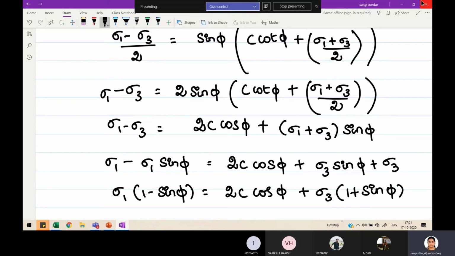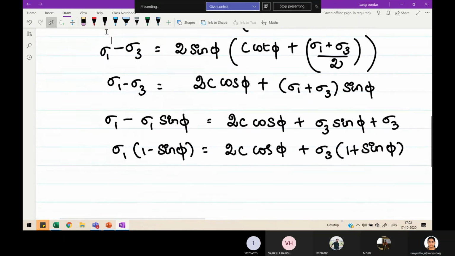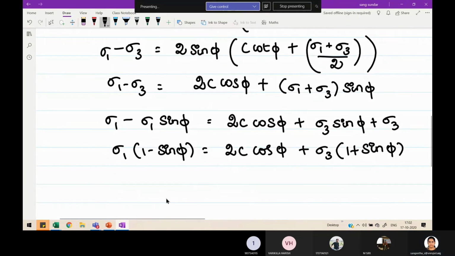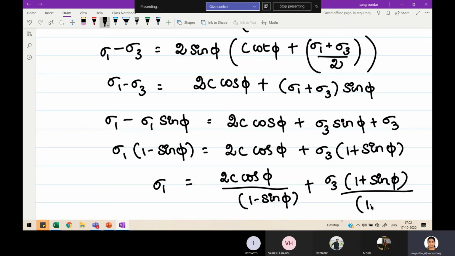So could you guys agree with me? I just took sigma 1 outside, that's all. So now we need only sigma 1. I don't want this sin phi term. Then what am I supposed to do? Sigma 1 is equal to 2c cos phi divided by 1 minus sin phi, plus sigma 3 (1 plus sin phi) divided by 1 minus sin phi.